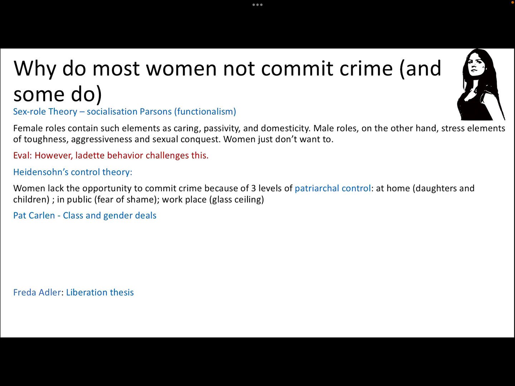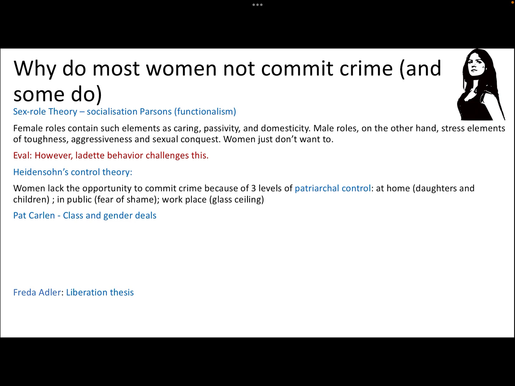And also later in life, women are a lot more likely to be mothers. They're more likely to be responsible for children, and they're more likely to be responsible for the domestic sphere of the house. So they just don't have the chance to go out and maybe commit crime or even plan, I don't know, a bank robbery. They haven't got the time or the brain capacity to do those things because of their domestic role.